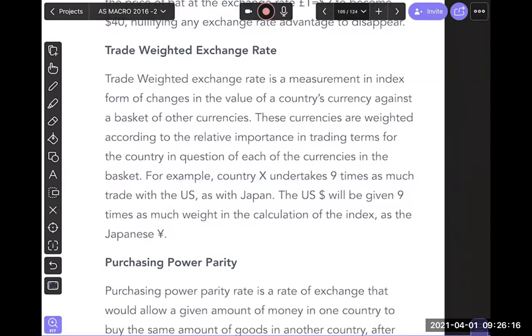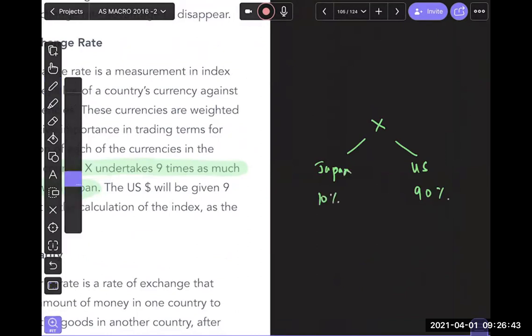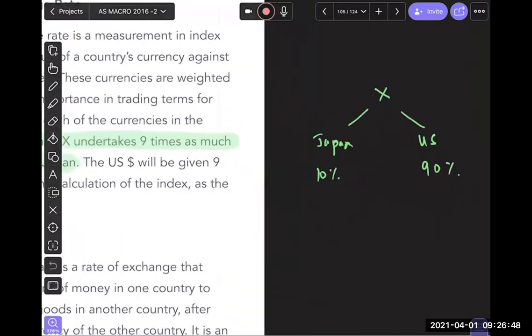So, for example, if there is a country X which undertakes 9 times as much trade with the US as with Japan, then country X is trading with Japan and the US, and the percentage of trade with the US is 90%. With Japan, it's 10%. Okay, so I gave weights according to the volume of trade.